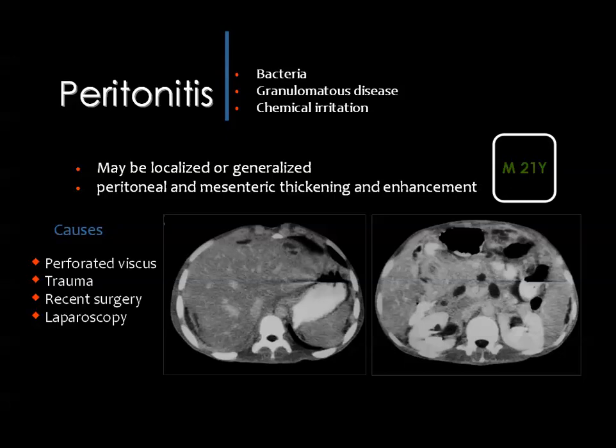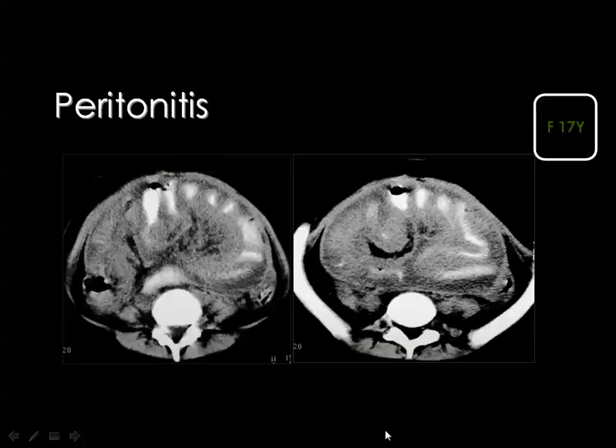And peritonitis can be the sequelae of bacteria or granulomatous disease like TB, for example, or chemical irritation. And the peritonitis is diagnosed by the presence of diffuse enhancement and thickening of the peritoneal surfaces, together with the presence of multiple abscesses within the peritoneal cavity, showing marginal enhancement, and multiple fluid collections may contain air.